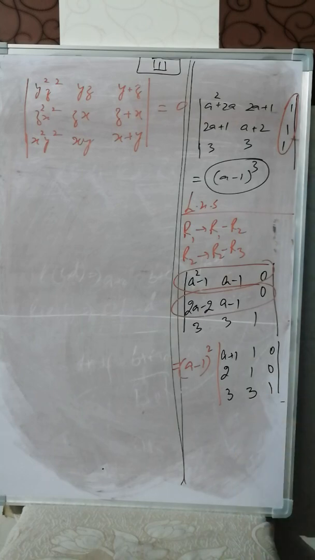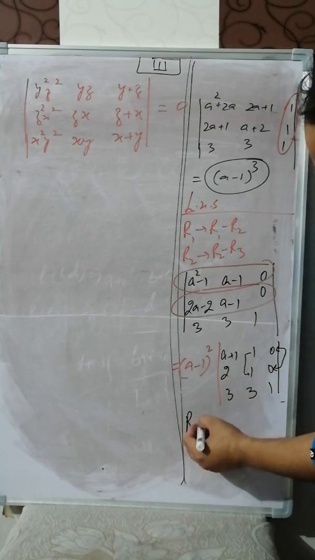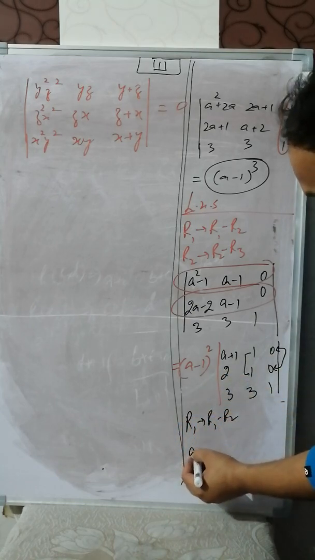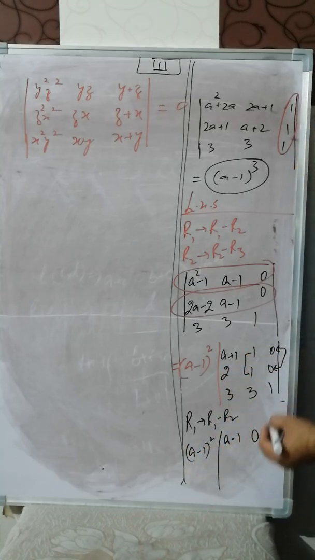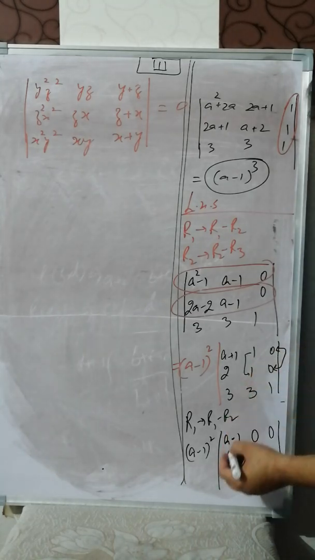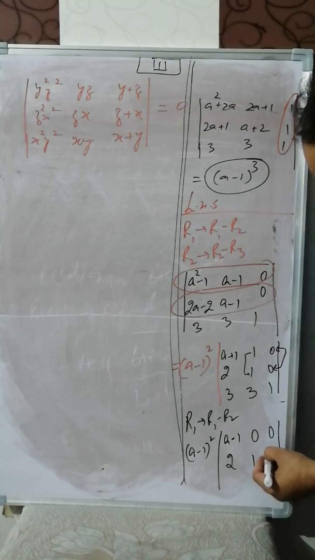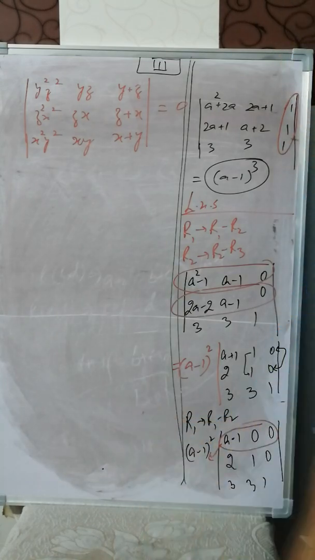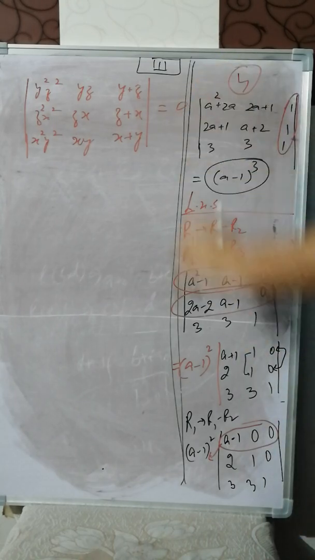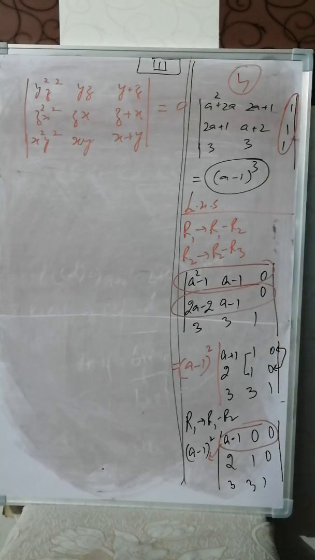If you want to operate again and make one more 0, you can think about this. Now 1 minus 1 will give you 0. Again, if you operate r1 minus r2, it will be a minus 1 whole square. This will be a minus 1. 1 minus 1 will be 0. 0 minus 0 will be 0. 0 will remain intact. And this will be as it is, 2, 1, 0, 3, 3, 1. Now there is an interesting thing. You can take a minus 1 common from r1 also. So it will be a minus 1 whole cube. 1, 0, 0. Expand with first row. You will get the answer. Done and dusted. That was a 4-mark question in one of the board examinations in 2019 only.